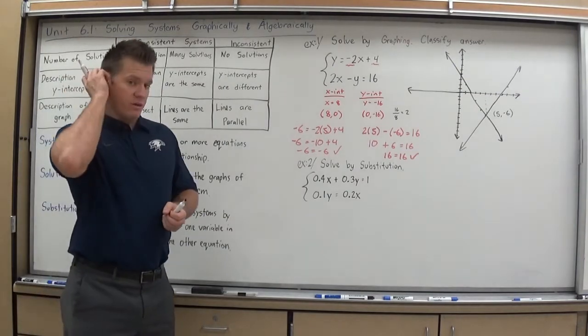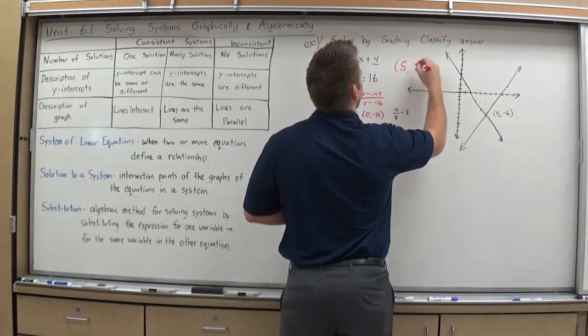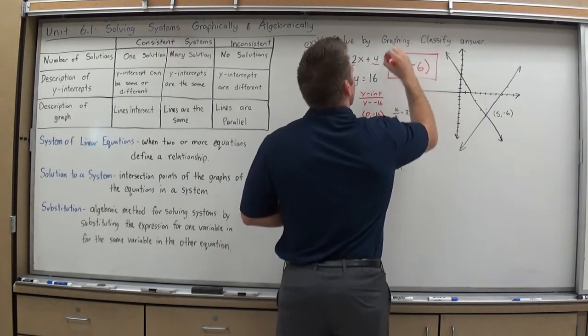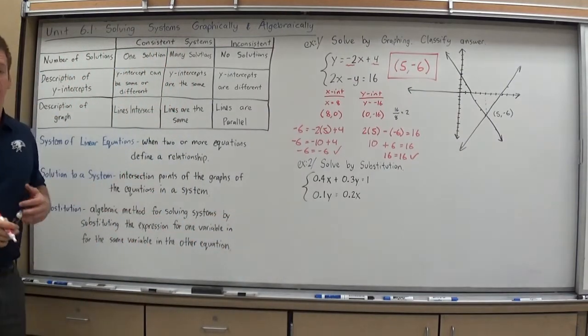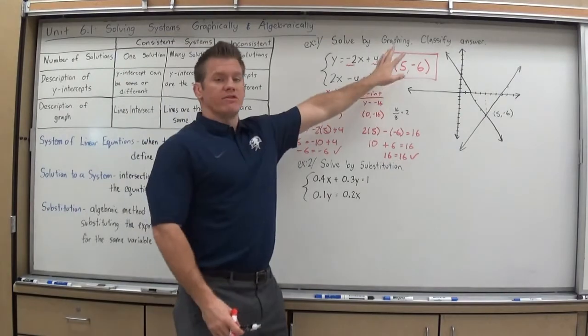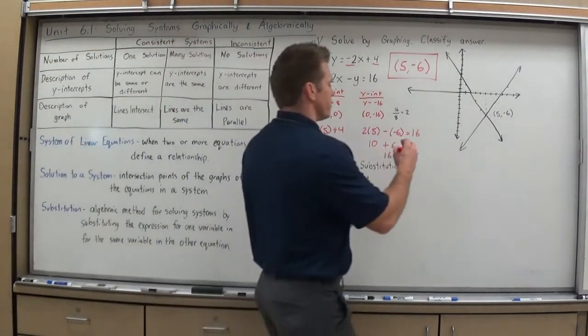So I'm going to write my answer as a solution. So the solution to this system is 5, negative 6. And it says to classify it. Well, to classify it, I just say what type it is. Is it consistent or inconsistent? Well, we have an actual solution. So since I have a solution, it is a consistent one solution system.